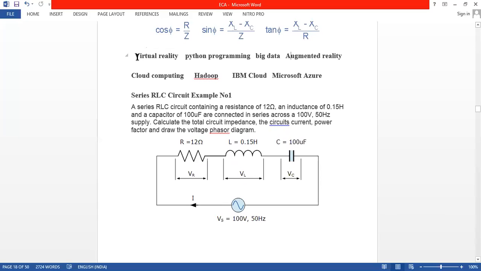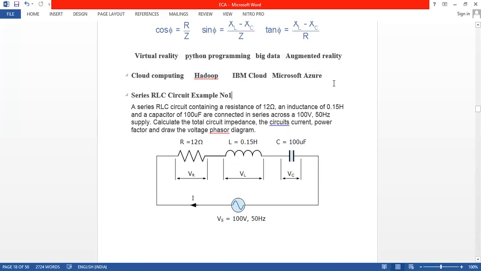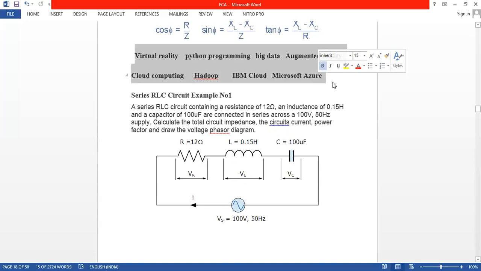So first, every student, tomorrow and day after tomorrow, I want every student to go through the internet and search for these particular topics. In one line or two lines, what is the meaning and what is the use of these topics? Which I'm just modifying here. Is it visible, all of you?